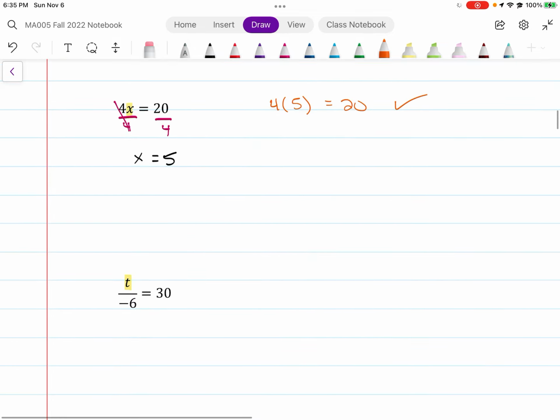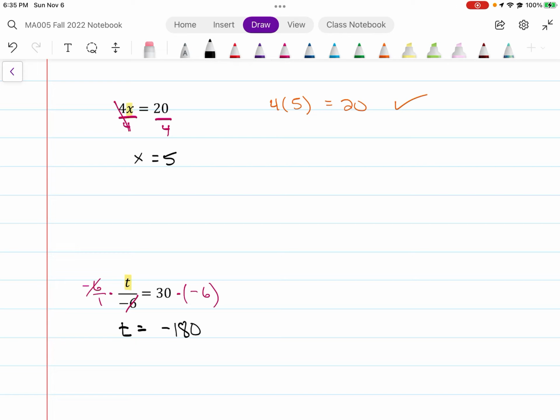All right, so t divided by, remember the line means divided by, negative 6. So what's the inverse operation to division? Well, that's multiplication. Or 6 over 1, however you want to think of it. So we're multiplying times negative 6 over here. Over here, the negative 6 on the left side are going to cancel out, and we get t equals 30 times negative 6. So 30 times negative 6 is, I believe, negative 180.